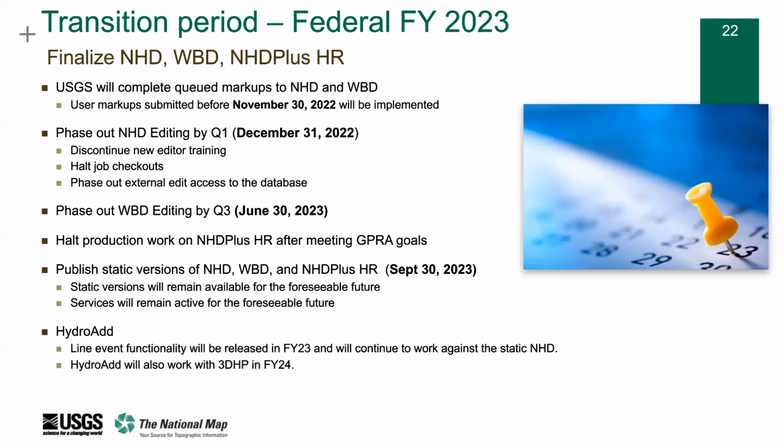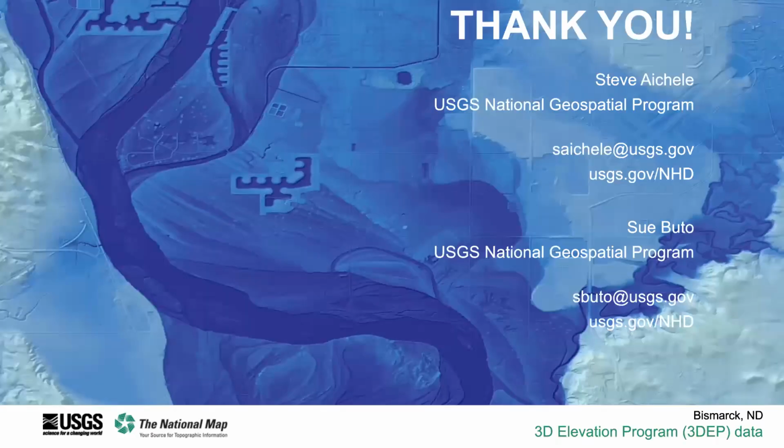HydroAd, for example, will continue to work against an NHD service for many years to come. And we do plan to add batch QC for lines to HydroAd in 23. And then that application will also work against 3DHP in 24. And that's the talk. So I apologize for skipping through some of that at the end, but usually it runs a little long.